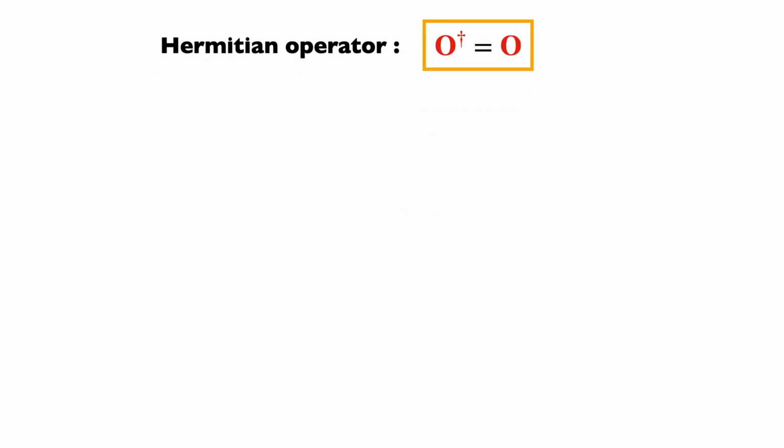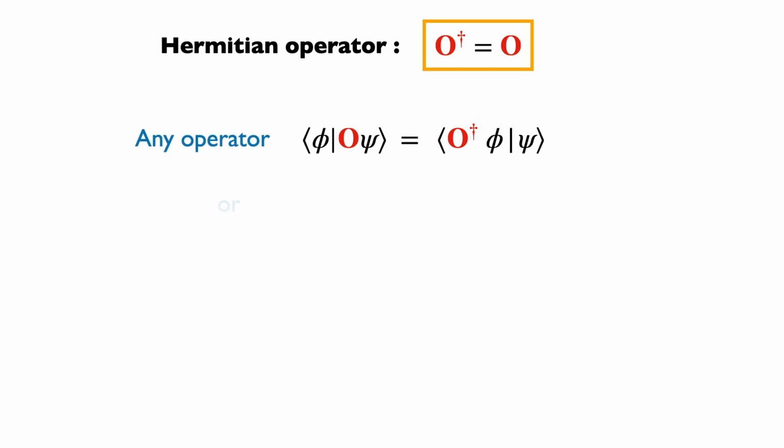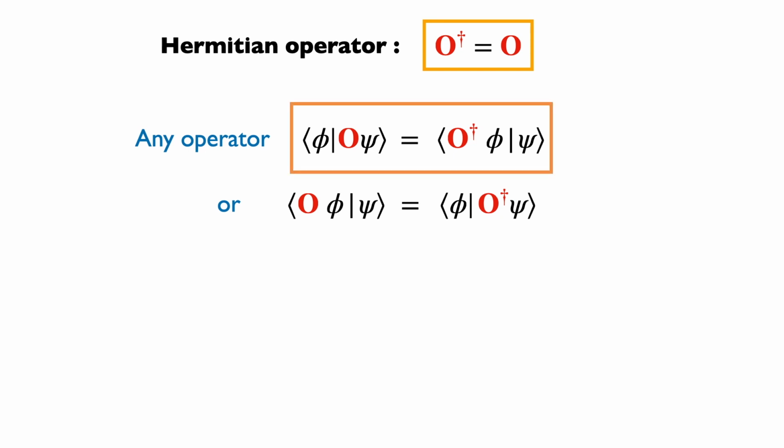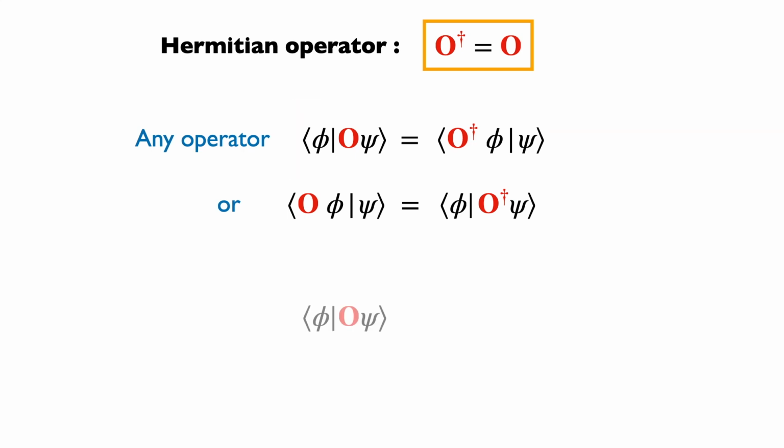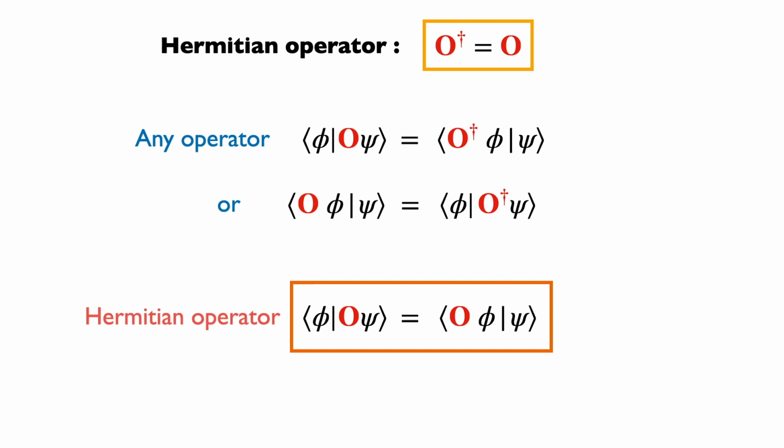To avoid any confusion, let me repeat. This relation holds for any operator and is the definition of operator Hermitian conjugation. In general, one can shift an operator from the ket side to the bra side and vice versa by replacing an operator with its Hermitian conjugate, while the relation holds only for Hermitian operators. One can shift a Hermitian operator from ket side to bra side at will.